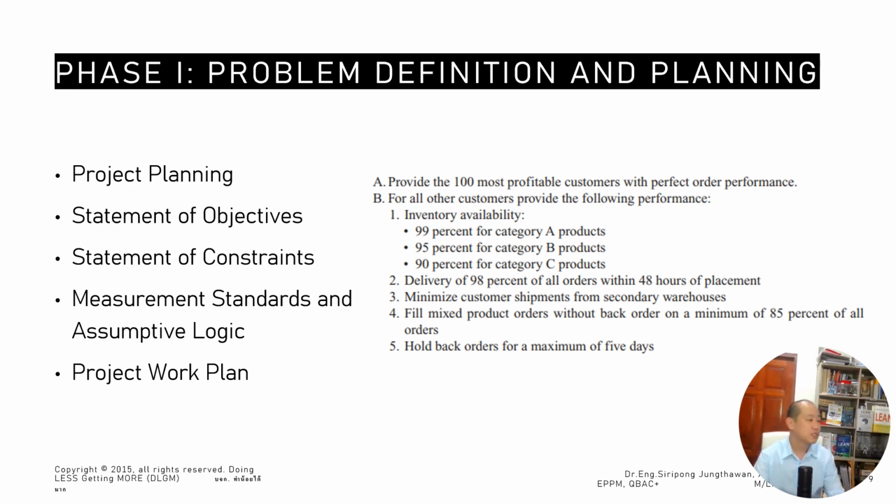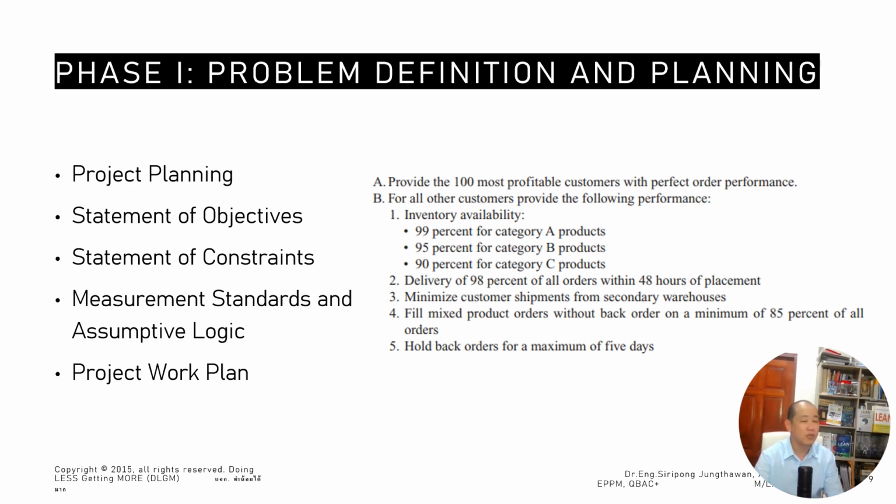So you start: provide the 100 most profitable customers with perfect order performance, or for all other customers provide the following performance. For the inventory you want to design: category A, 99% for customer service; B, 95% for product B; and C, 90% for category C.